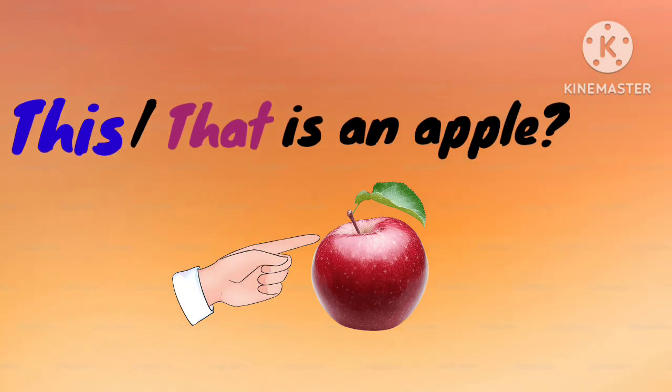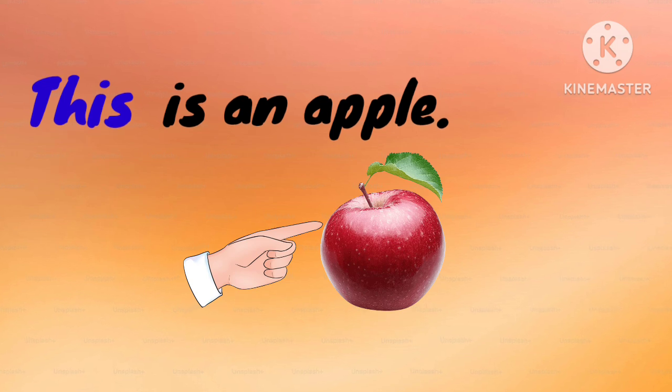Look at the picture. Here we use the word this because in this picture, apple is near. So we say this is an apple.